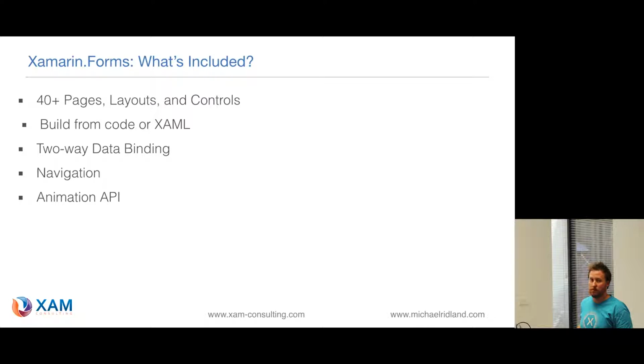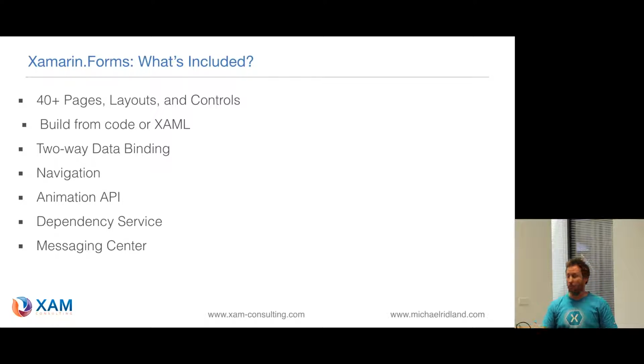Animation API, which is really good. A dependency service. So this dependency service is kind of like an IoC container, but the Xamarin Forms version of it. I mean, a lot of people do use that, but I know a lot of people that, if you're using an MVVM framework, you don't actually need the dependency service that they have built in. And then a messaging center. So some of the MVVM frameworks have a messaging center, but there's also one built into Xamarin Forms as well.